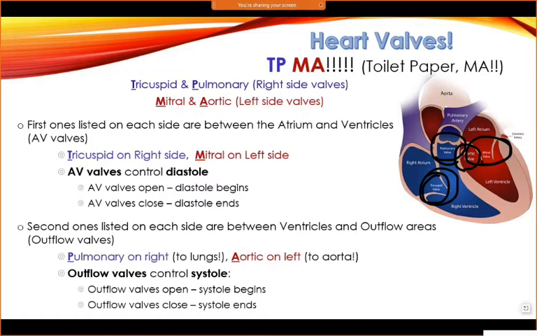You do need to know this somewhere along the line. So on this slide, if you get them mixed up, TP-MA only helps you know which ones are on the right and which ones are on the left. It doesn't tell you which ones are AV valves or outflow valves. But I do like that the outflow valves are named for where they're supposed to go. So pulmonary and aortic are outflow valves, and the other two, tricuspid and mitral, are AV valves. This will make sense and will start coming together.